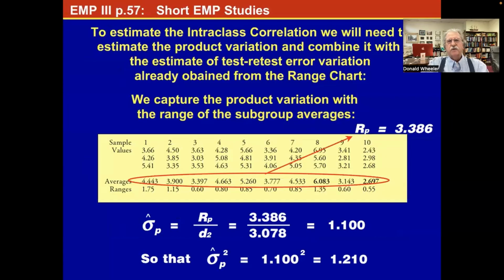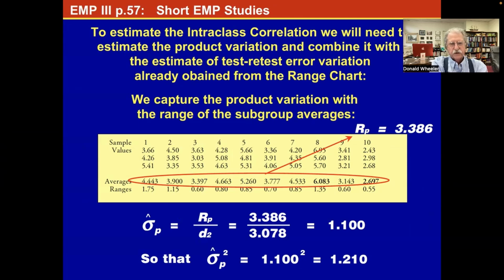To estimate the intra-class correlation, we need to estimate the product variation and combine it with an estimate of test-retest error variation already obtained from the range chart. We capture the product variation here using the range of the subgroup averages. The range of the product averages, R sub P, is 3.386.